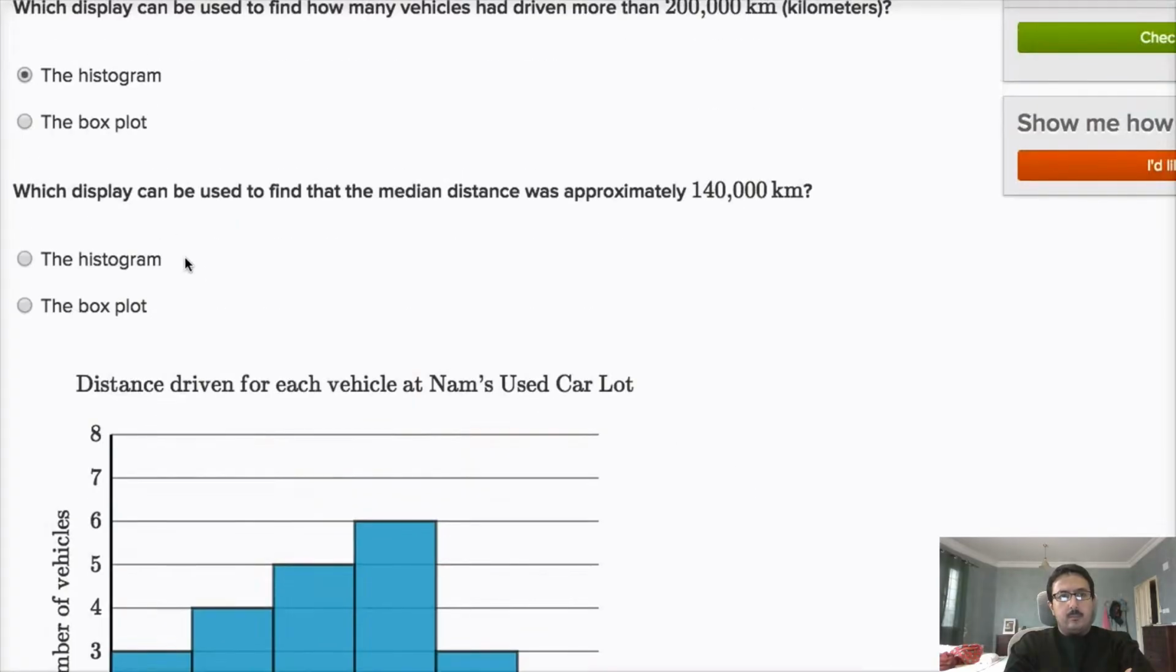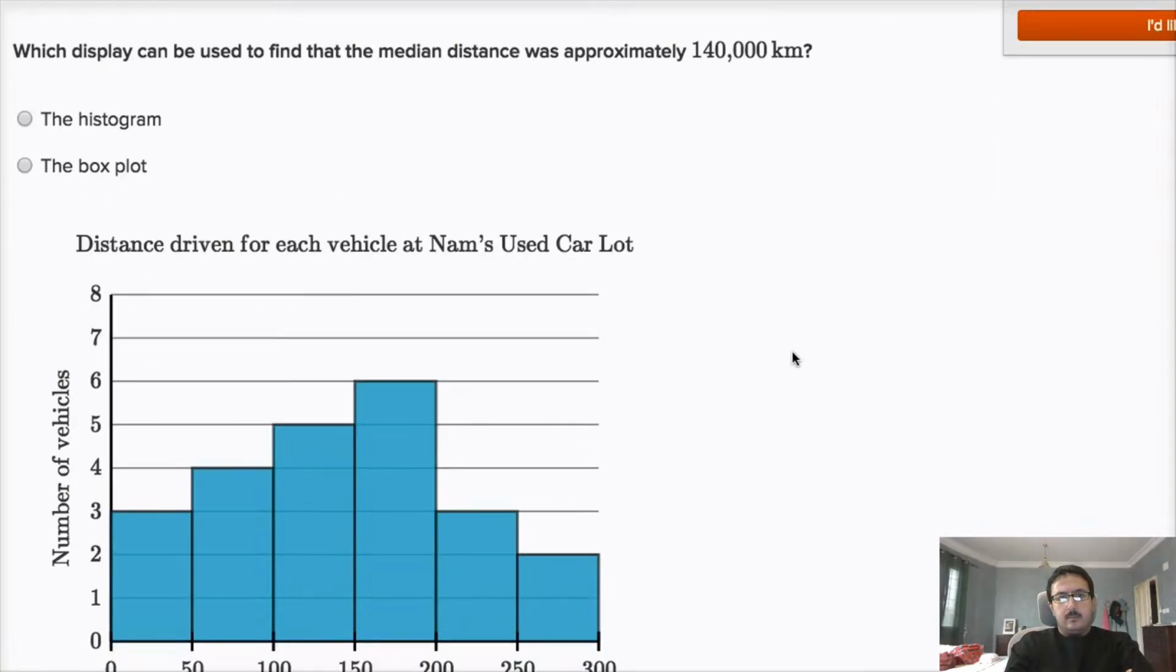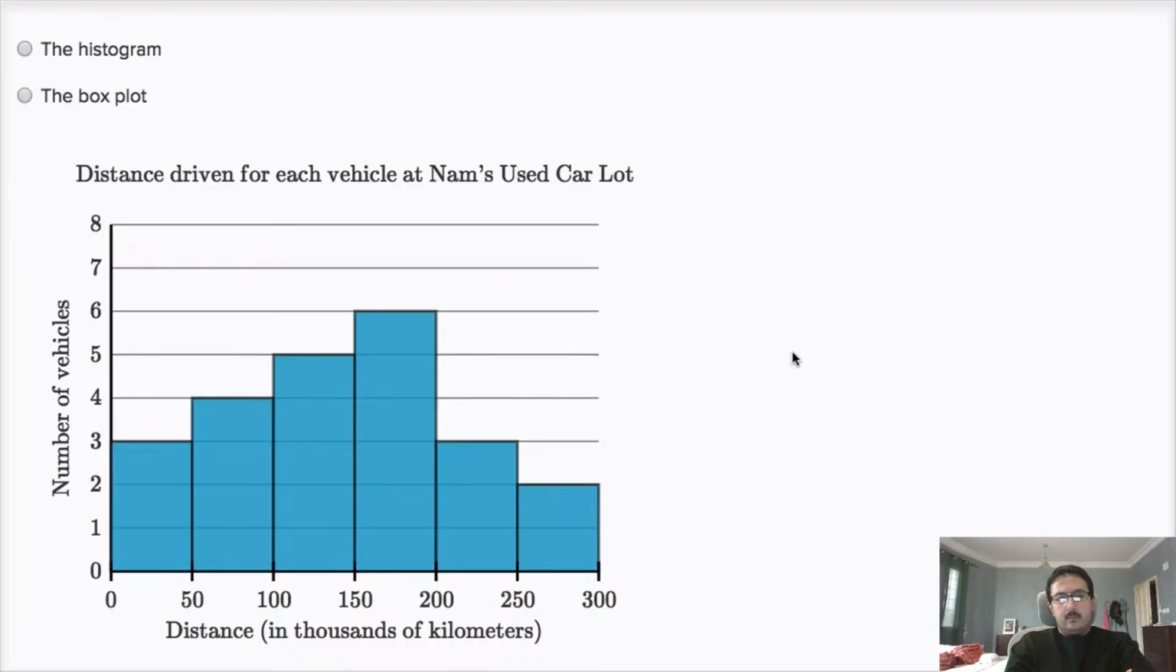Let's look at the second question. Which display can be used to find that the median distance was approximately 140,000 kilometers? Well, to calculate the median, you essentially want to be able to list all of the numbers and then find the middle number. And over here, I can't list all of the numbers. I know that there's 3 values that are between 0 and 50,000 kilometers, but I don't know what they are. It could be 10,000, 10,000, 10,000. It could be 10,000, 15,000, and 40,000. I don't know what they are.